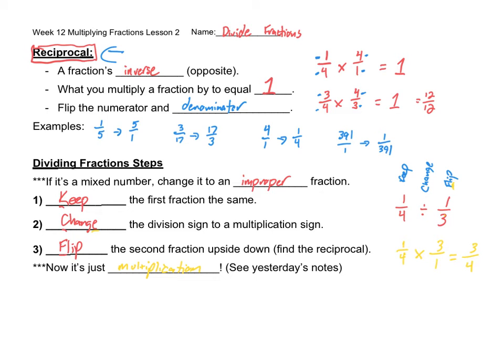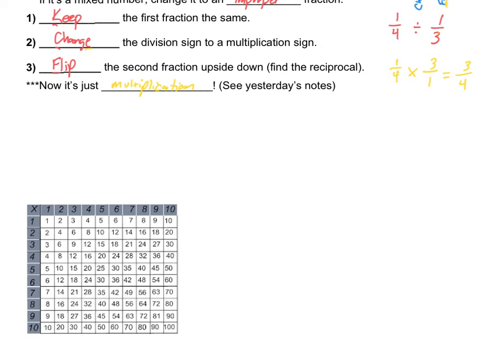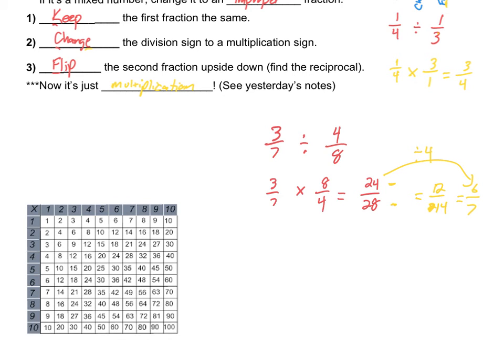All right, now let's just do some examples of this, and we'll get more complex as we go. Three sevenths divided by 4/8. Okay, so we're going to keep 3/7. We're going to change division to multiplication, and we're going to flip to the reciprocal. So now we have 3 times 8, which is 24, 7 times 4, which is 28. Now we have to simplify. They're both even. We could have simplified earlier. I didn't this time. Divide them both by 2. We get 12 over 14. We could divide by 2 again to get 6 over 7. I could have right away divided by 4, the greatest common factor, to get there faster.